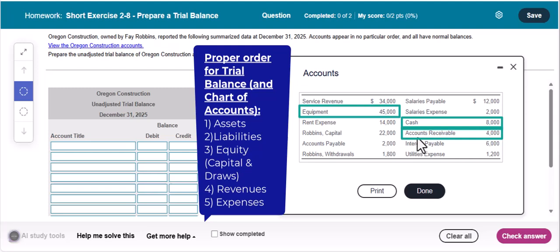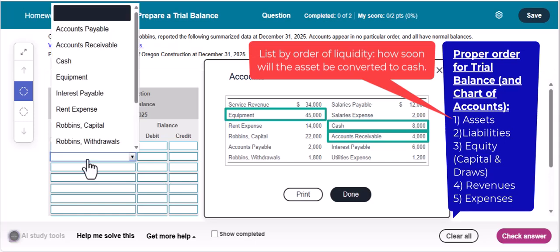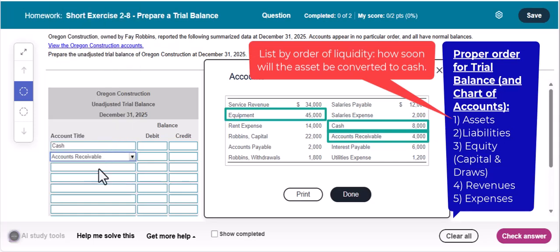So, within the asset section, you should put the assets that are most liquid at the top, and that is always cash. So cash will go first. And then we have to decide between equipment and accounts receivable, which one's first, and that should be accounts receivable because it is more liquid than equipment. Because remember, we're hoping to collect this accounts receivable within the next 30 days. So you'll be turning that into cash by collecting on it. So that's why we'll put accounts receivable next and equipment after that.